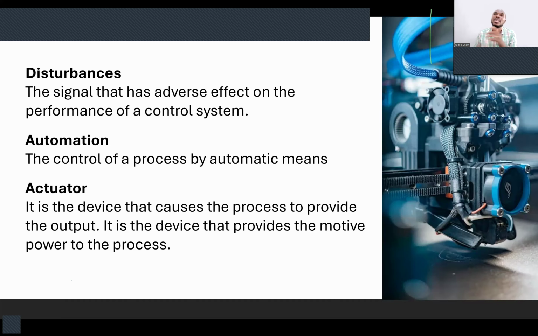Now, I talked about a transducer earlier on; next is an actuator. An actuator is a particular device that causes your plant to change its parameter. So it takes action on the plant. It causes the process to provide an output. And generally, they are mechanical devices that provide motive power to your process.